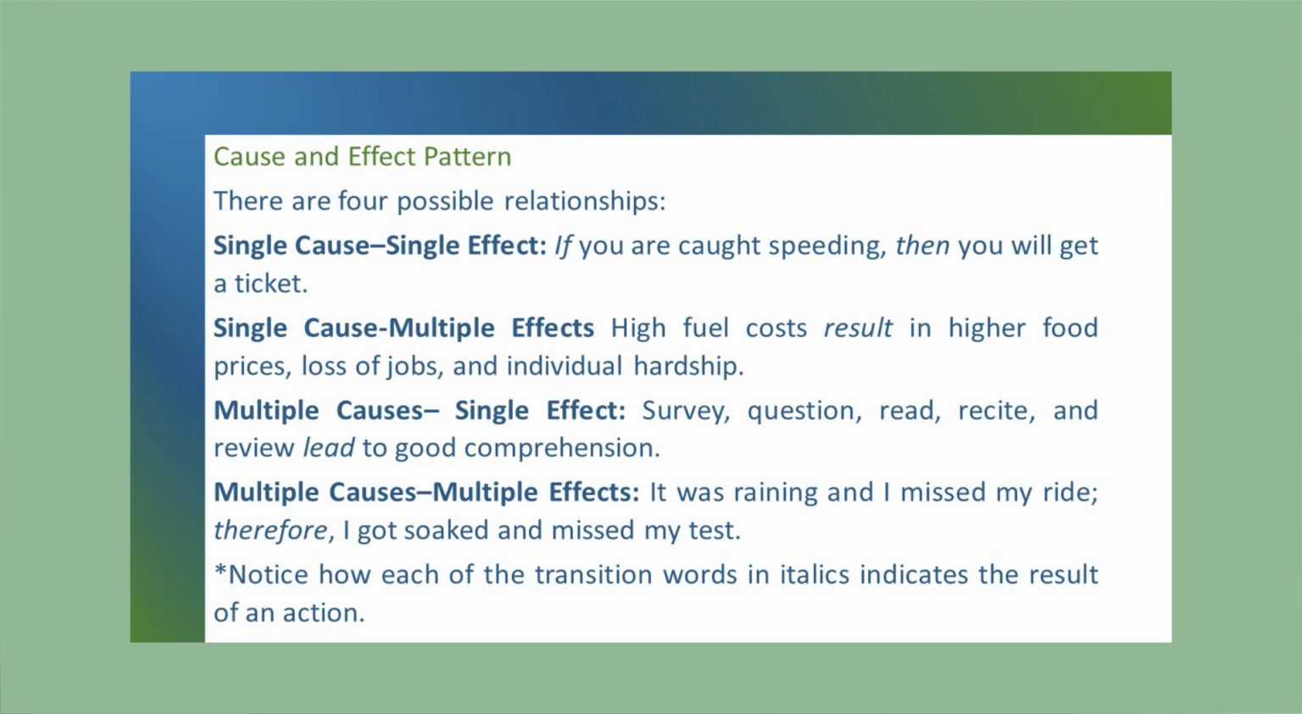Here's an example of multiple causes and multiple effects. It was raining and I missed my ride. Therefore, I got soaked and missed my test. Notice how each of the transition words in italics indicates the result of an action. And all of those words in italics are examples of transition words relating to cause and effect.